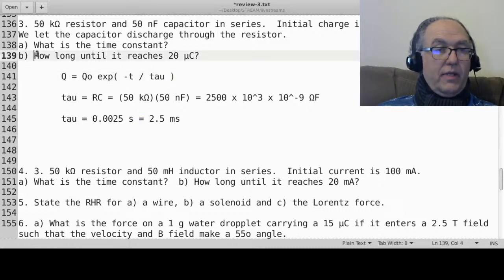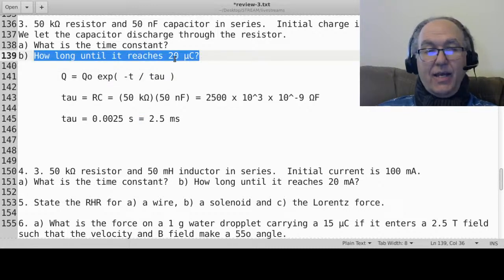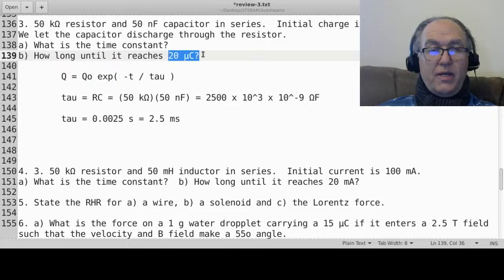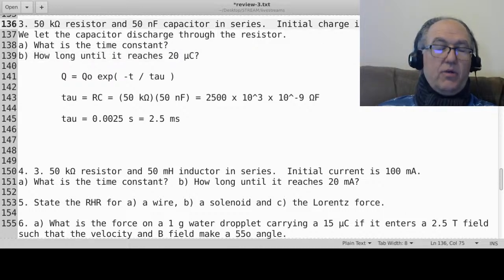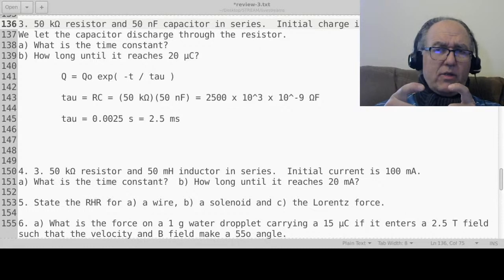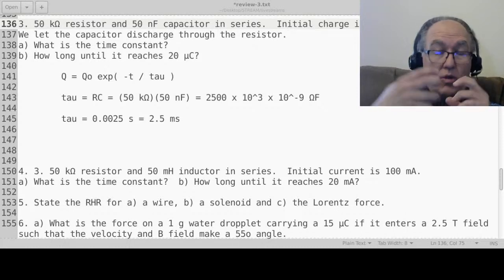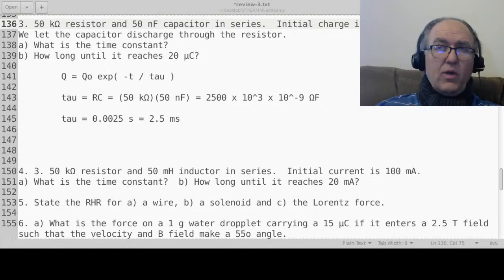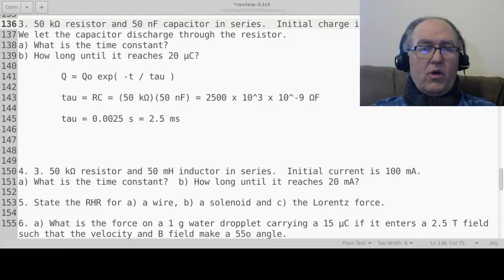Okay, so now the next question is, how long does it take until it reaches 20 microcoulombs? So remember, it's starting at 100 microcoulombs. We charge up the capacitor, and the capacitor is discharging. It's kind of like you shorted out the capacitor so that the electrons can travel from one plate to the other. But they can't do it right away because there's a resistor there, and the resistor is resisting the current. So it limits how fast the current can travel through that resistor. Okay, and so that's what the time constant is characteristically.